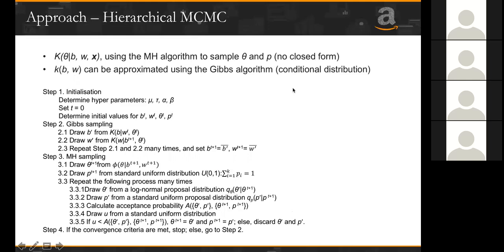So this is the algorithm in detail. In the first step, basically, we initialize all the parameters. In the second step, we draw the mean b and the precision w for the log normal distribution based on Gibbs sampling. Then we come to the Metropolis sampling part, where we draw the weights for each Gaussian mixture model component and the mean for each of them, based on the results of Gibbs sampling. The result is all the samples we draw, and if the convergence criteria are met, we stop.